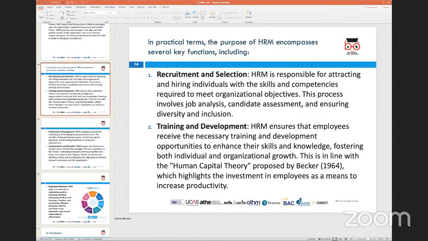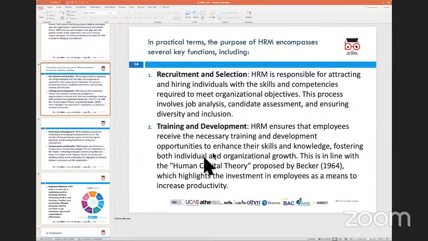So in general, when we talk about recruitment and selection, we are very clear that it is to recruit and select the best possible talent within the organization. And that is one of the key functions that you would generally see HR do.